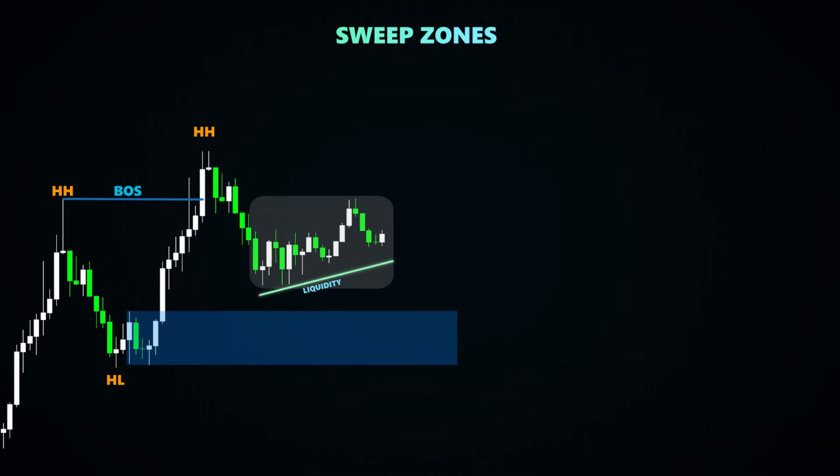Now, here's where the magic happens. Price dips below those lows, triggering all those stop losses and flooding the market with sell orders. But notice something. Price doesn't keep going down. It quickly reverses. Why? Because big institutions are stepping in, grabbing that liquidity to buy in large quantities with minimal slippage.